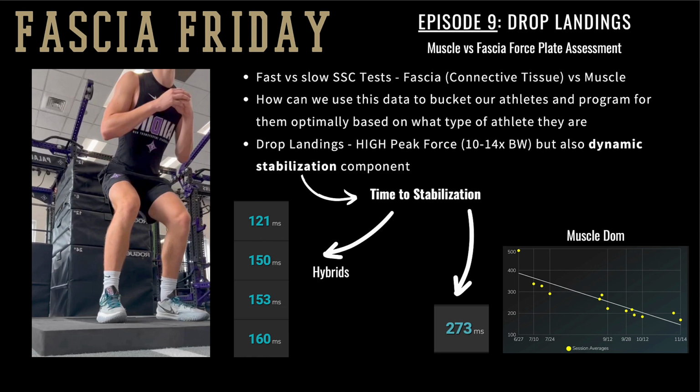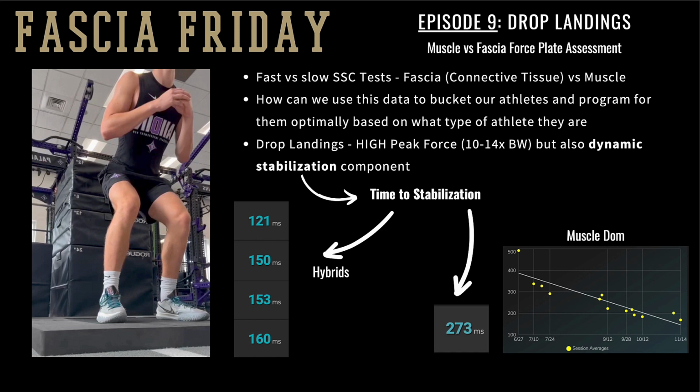One of the tests that's been a big area of focus for us this summer has been the drop landings. It's shown incredibly high peak force, 10 to 14 times body weight. We're looking at 10,000 to 12,000 newtons of force, but also, and perhaps more importantly, is the dynamic stabilization component. With the Hawkin Dynamics force plates, it gives you a peak force. It also gives you this beautiful number, the time to stabilization number.